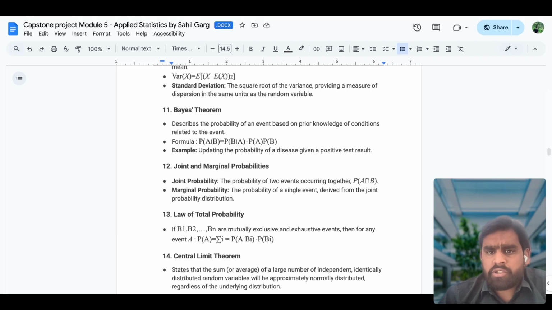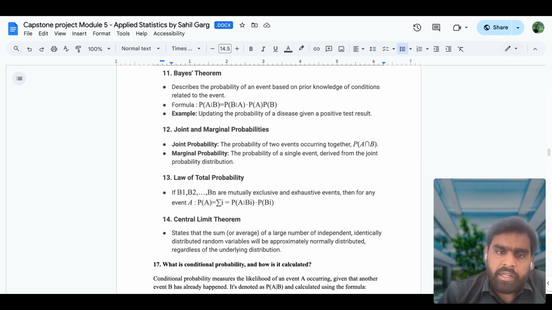Bayes theorem. Bayes theorem gives the probability of an event when we know that it is dependent on a second event. It is the probability of an event A given that B has already happened. The formula is probability of A given B equals probability of B given A multiplied by probability of A, divided by probability of B.